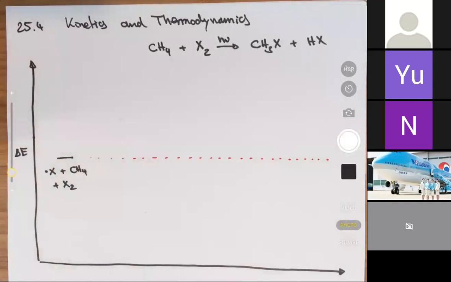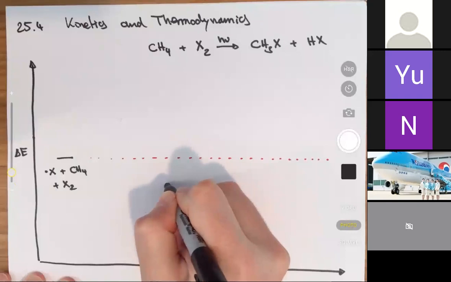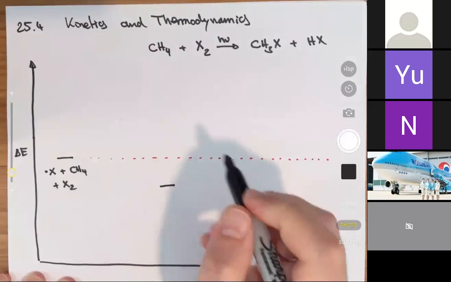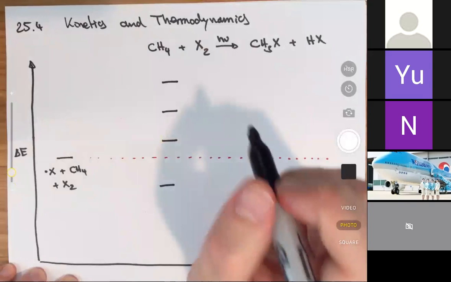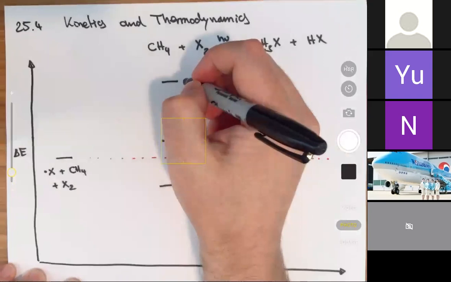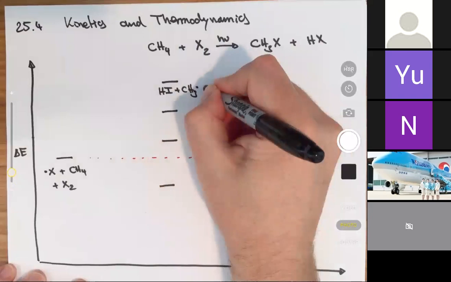And now let me quickly draw in the intermediate species where you have the carbon-centered radical. Let's draw one here, then one over here, one here, and one here. And we're just going to go through those and label these. So this first one here is the process if we have an iodination. So we generate HI plus the CH3 radical. And we still have I2 floating around.